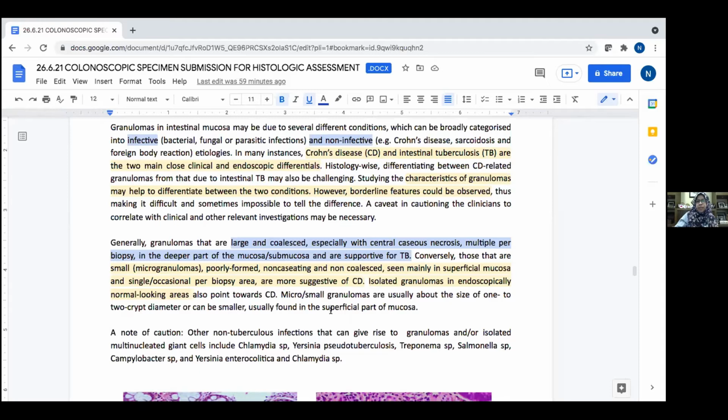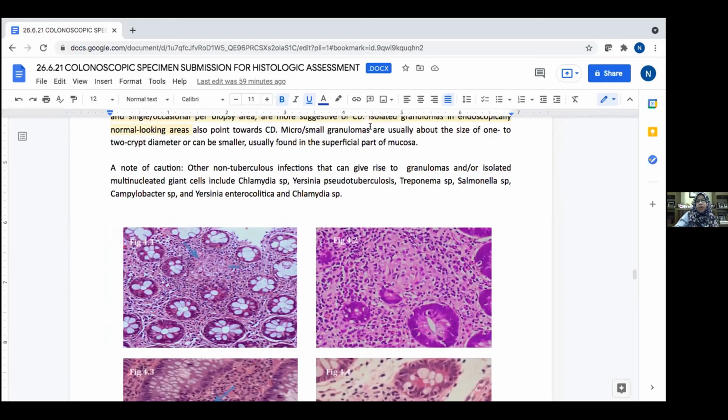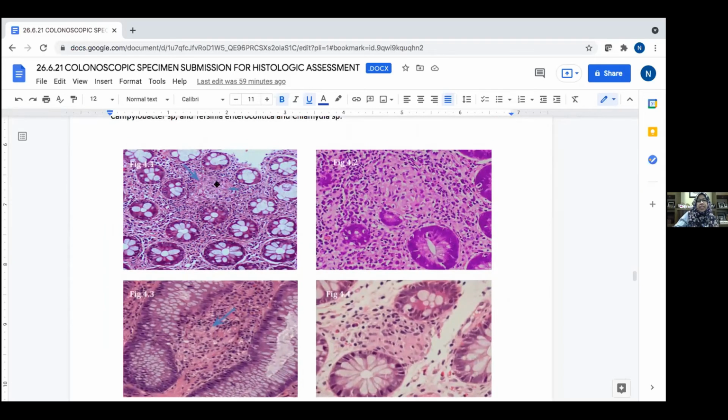Okay, so when you say microgranuloma, what do you mean by microgranulomas? Usually it's about the size of 1 to 2 crypt diameters. So these are pictures of microgranulomas. The size of just slightly larger than 1 crypt diameter. This is about the size of 2 crypt diameters. They're quite poorly formed, sometimes easily missed on low power microscopy.